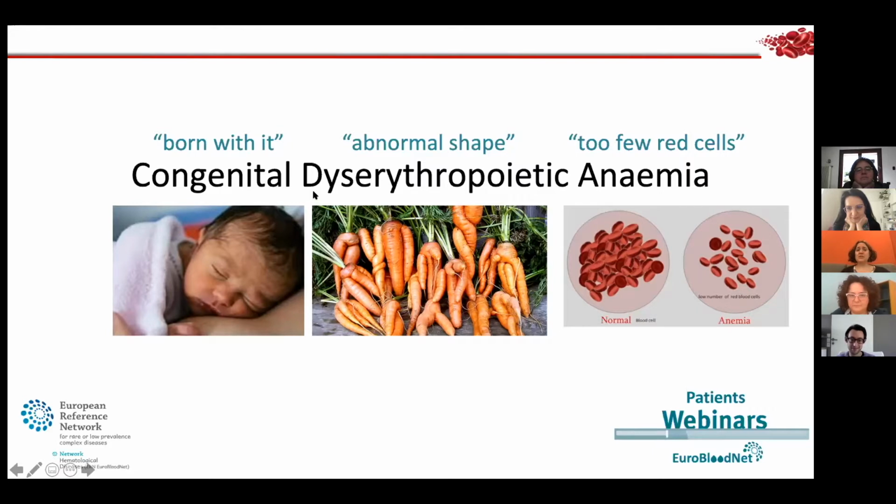So congenital means you're born with it. But of course, not everybody will have been diagnosed as a baby. Some people will be diagnosed with CDA in adulthood or as a teenager. Dyserythropoietic just means that the shape is abnormal. And so here I've put some dyserythropoietic carrots. You can tell that they're carrots. You can tell they want to be carrots and that they want to do the job of a carrot, but they're not really what you would expect the shape to be. And essentially the red blood cells have got a shape that's not what we would expect it to be. And then anemia, I think, is the one we would all feel very comfortable with, which means not enough red blood cells.